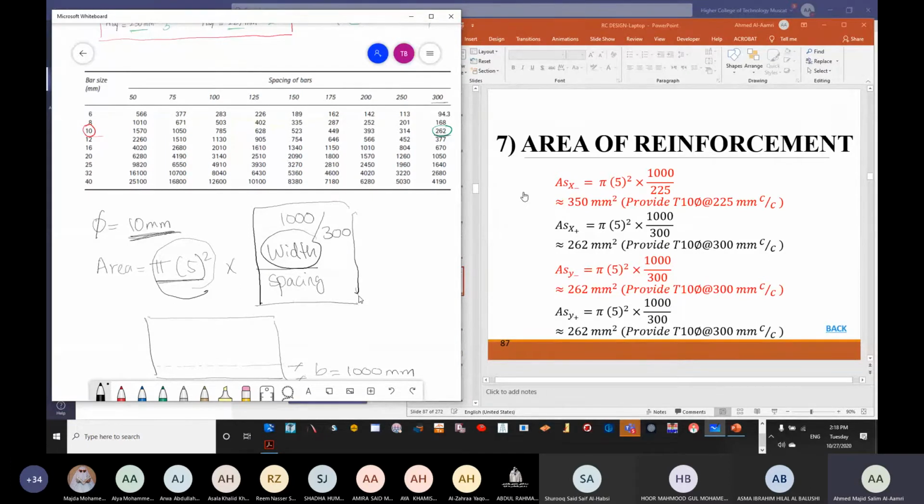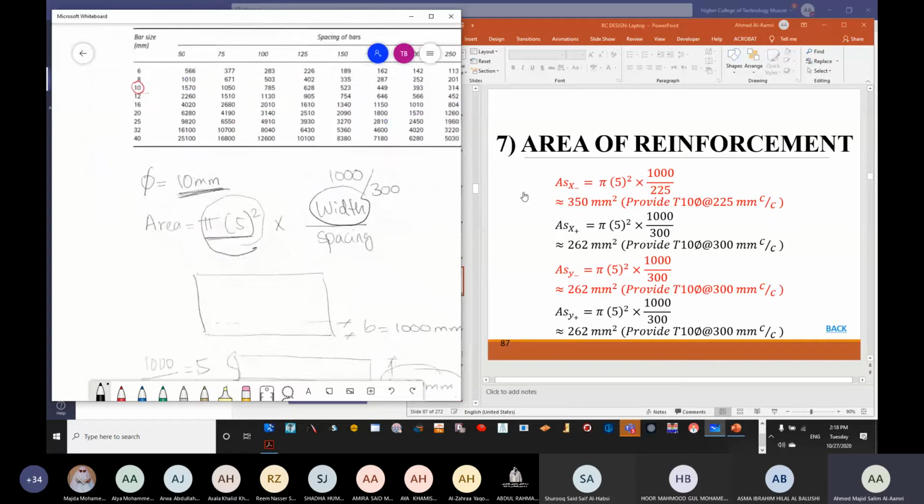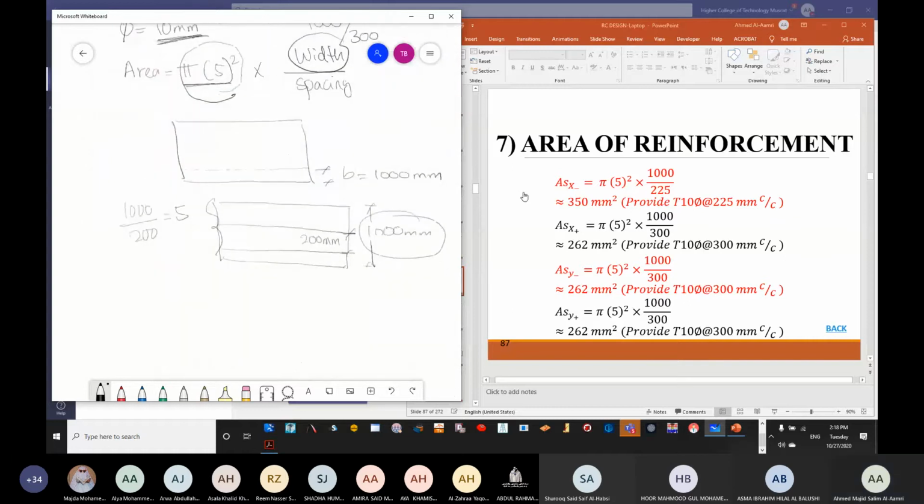How to know the number of bars? The number of bars is going to be equal to the strip that I'm going to take. The strip, which strip? The width. The width is fixed, which is 1000. So I'm taking 1000. Now I should know within this 1000 millimeter how many bars will be there.